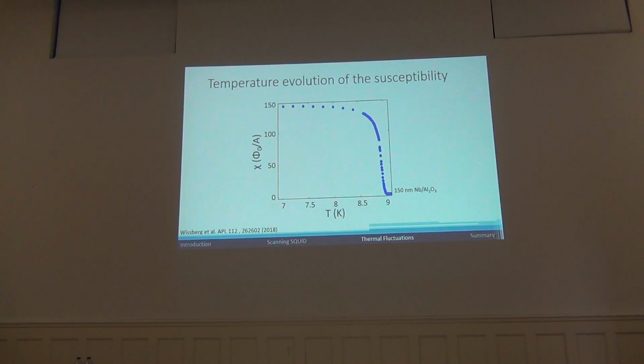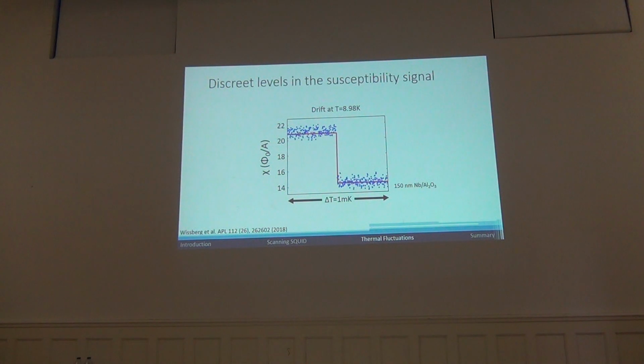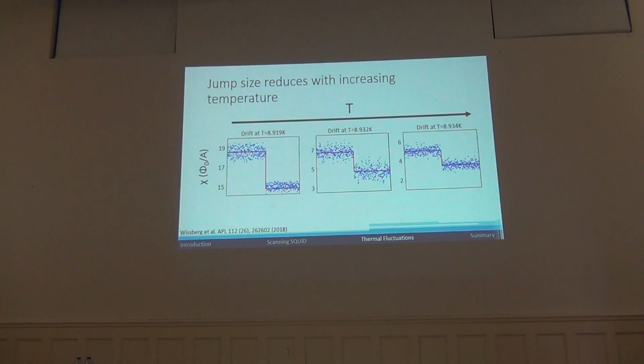But when we made a more sensitive measurement next to the transition temperature, we found that the signal does not change continuously. When we kept the SQUID close to the sample and slowly increased the temperature, we found that the susceptibility jumped from one value to another. And even more than that, the size of the jump decreased as we approached the critical temperature.